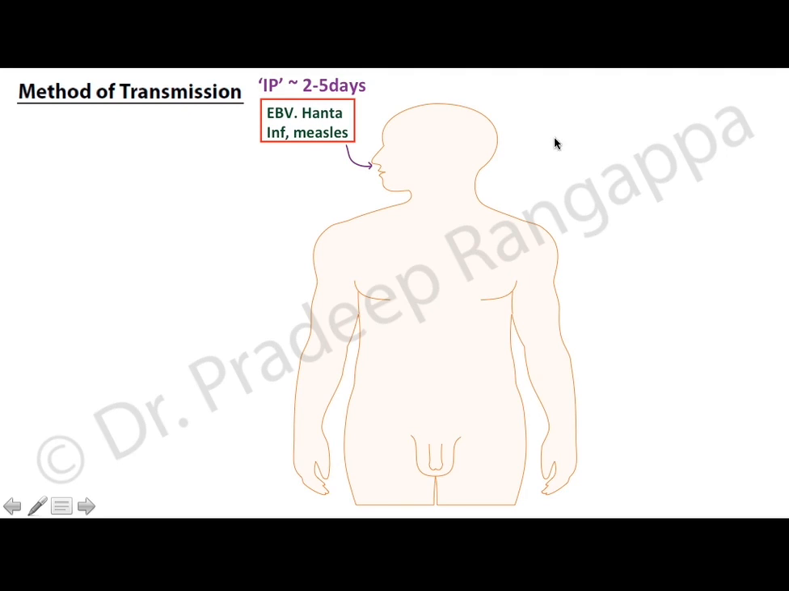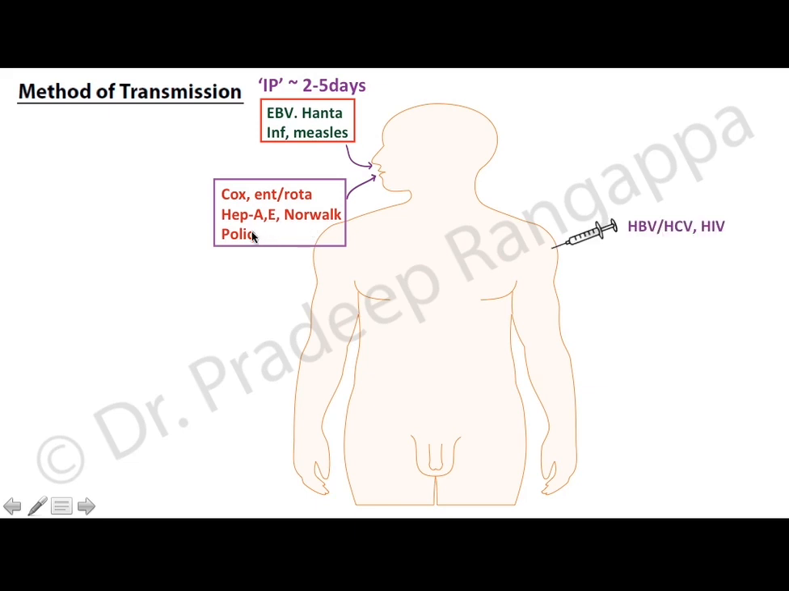For the methods of transmission, I just put it in a pictorial format. The viruses which are spread by inhalation include Epstein-Barr virus, hantavirus, influenza, and measles. These are spread through respiratory secretions or nasally. And there are viruses which spread through ingestion. These are Coxsackie virus, enterovirus, rotavirus, hepatitis A, E, Norwalk virus, and poliovirus. So these are the viruses which spread with ingestion.